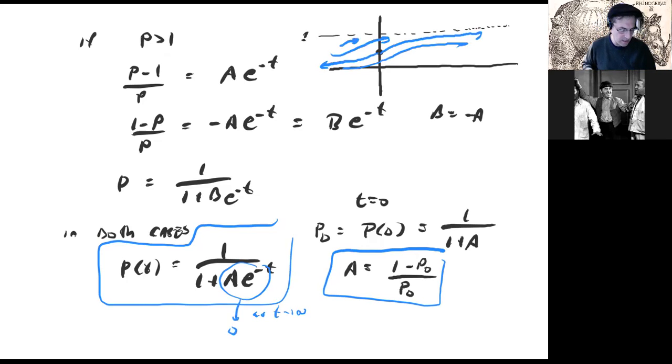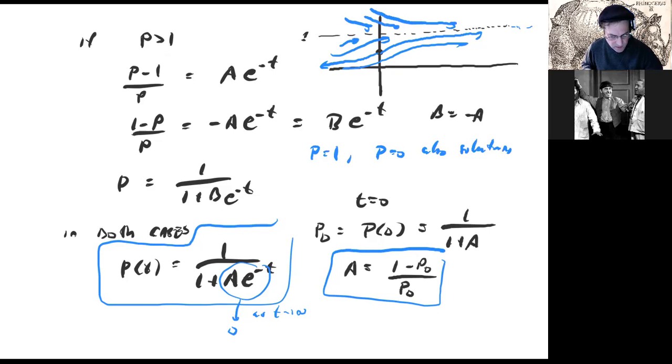If P is bigger than 1, the same thing is true, but P0 will be bigger than 1, and the solutions look like this. Everything tends towards the carrying capacity. Notice that P equal 1 and P equal 0 are also solutions to the equation. These are constant solutions. They're called steady states.